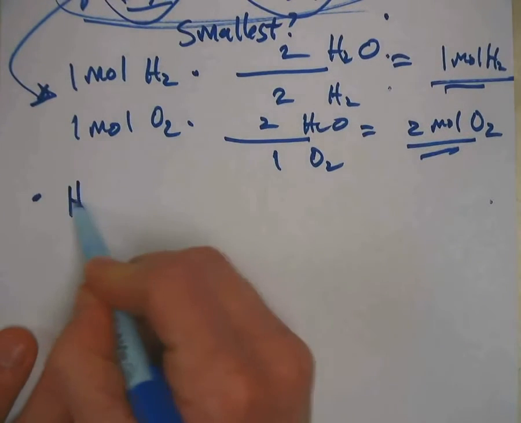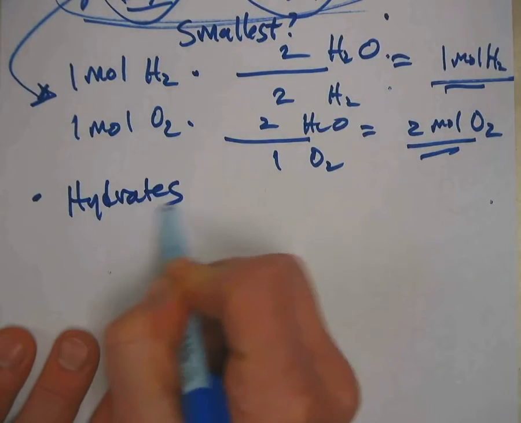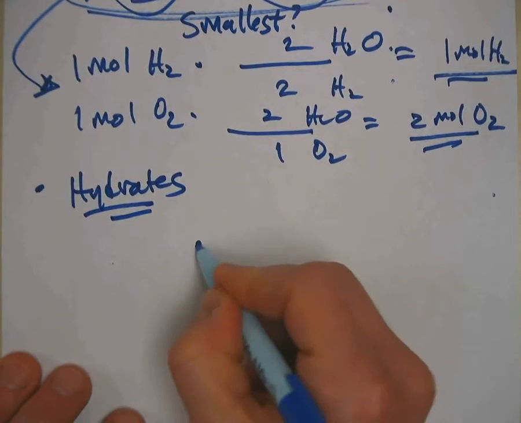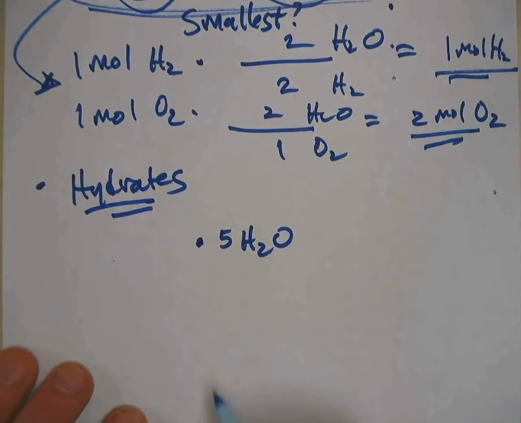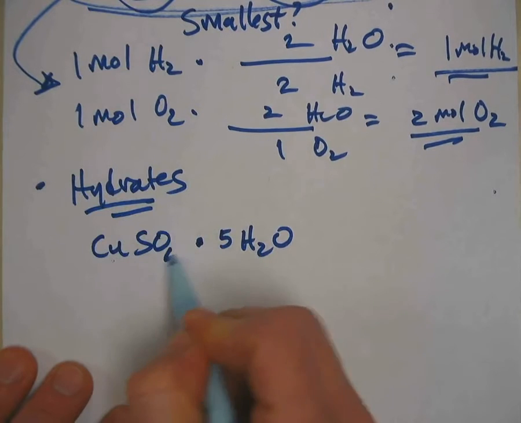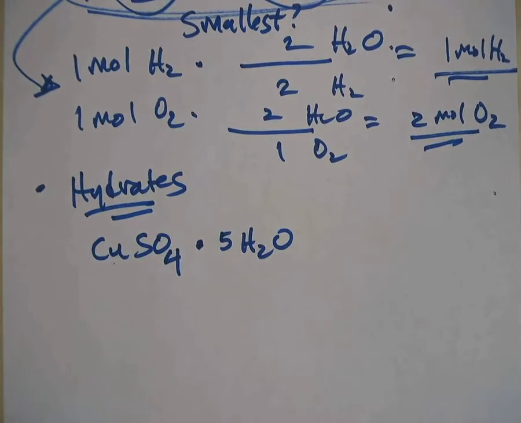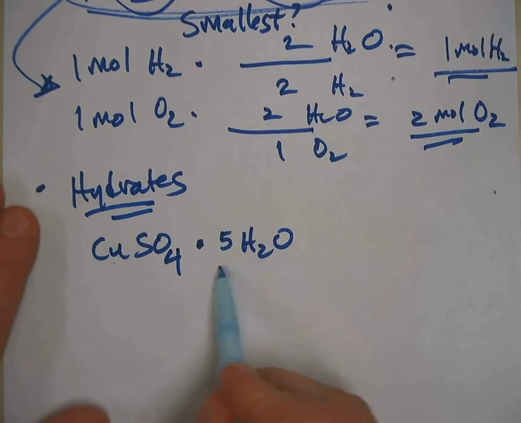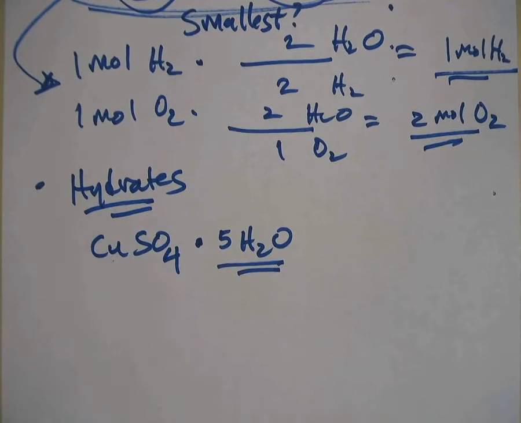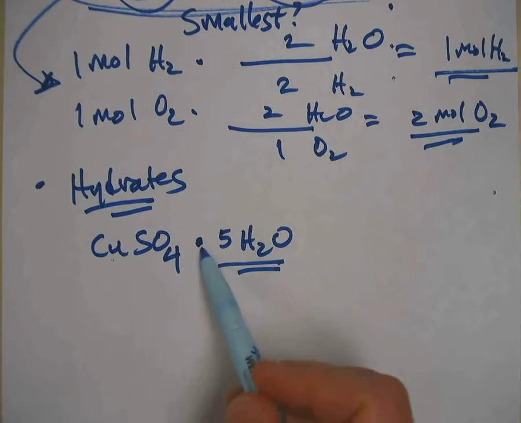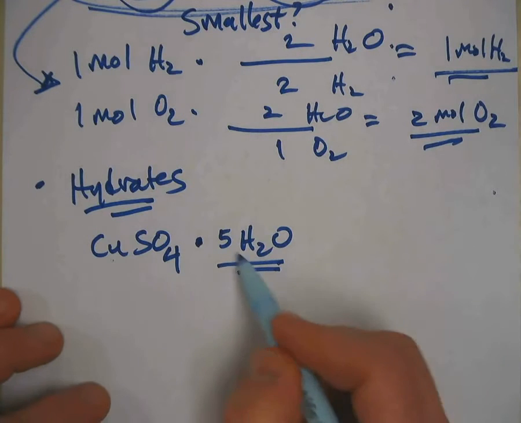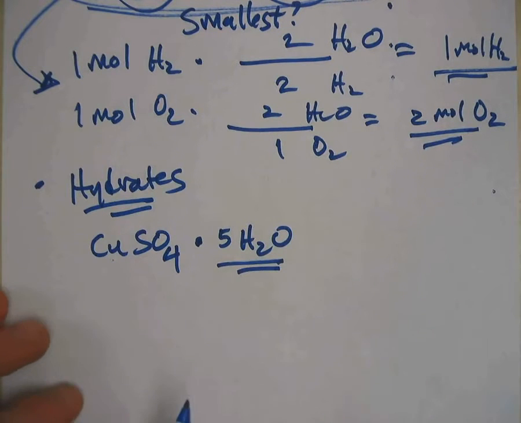Okay? The next thing to review from Chapter 3 are things called hydrated compounds. Hydrates are substances that have a dot and a number and some H2O connected to it. For example, copper sulfate usually exists in a form copper sulfate pentahydrate. It means there are 5 waters connected to the crystal of copper sulfate. The dot does not mean multiply. It means that there are 5 waters connected to the copper sulfate.